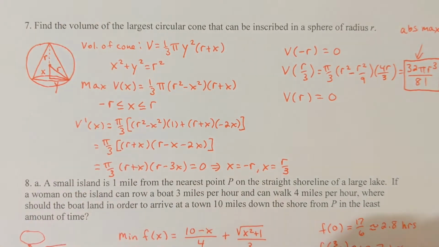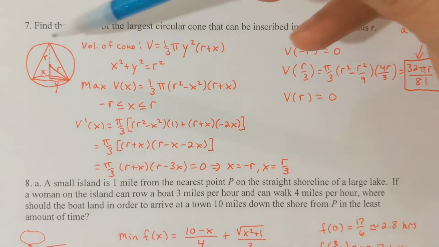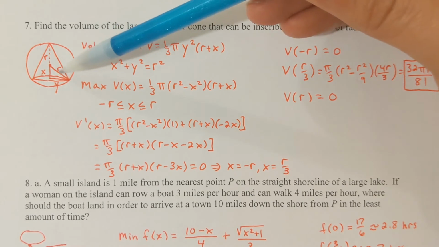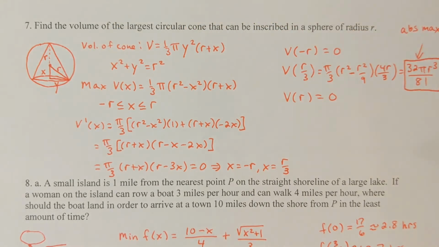Going to be kind of similar, though, to what you saw in problem 6. In this problem, we want to find the volume of the largest circular cone that can be inscribed in a sphere of radius r. Okay, so I've drawn a picture of a sphere of radius r, and I've also drawn a cone in the sphere.